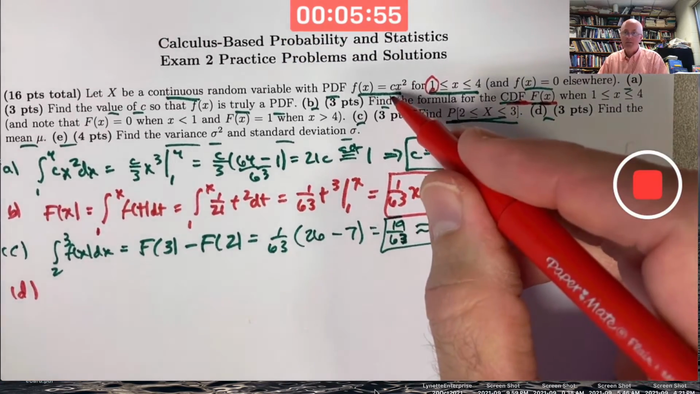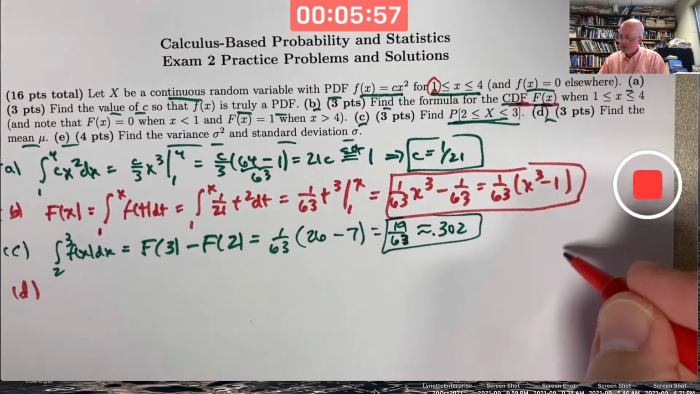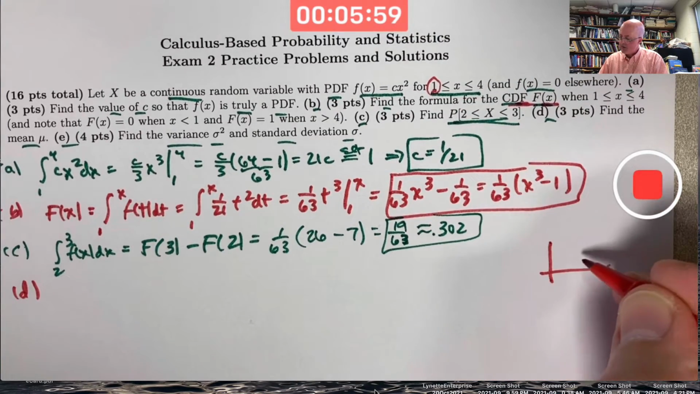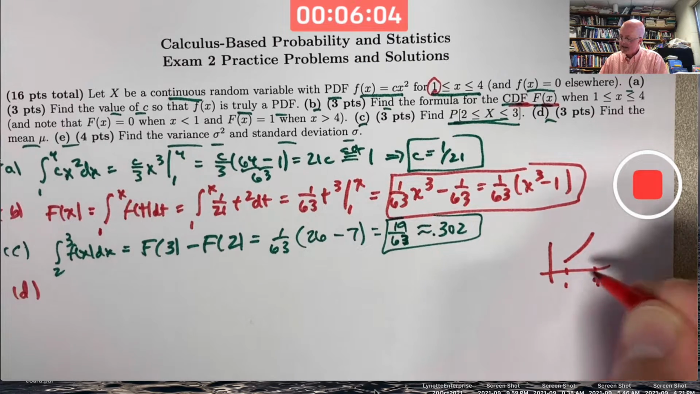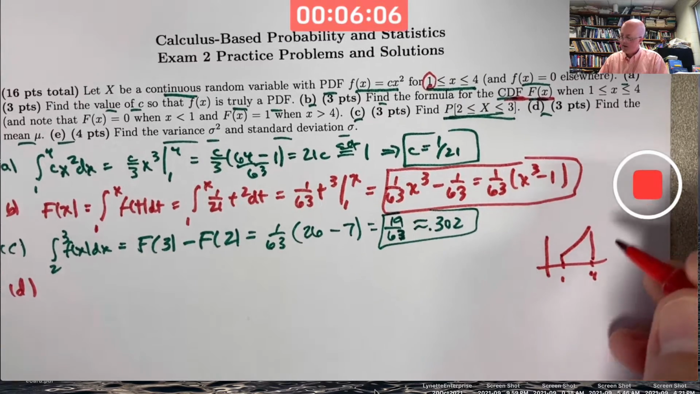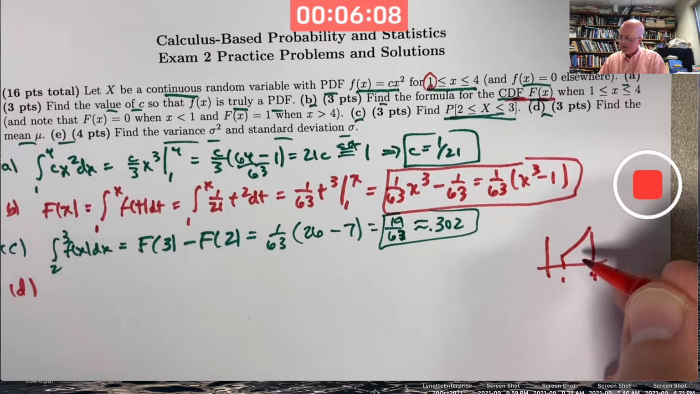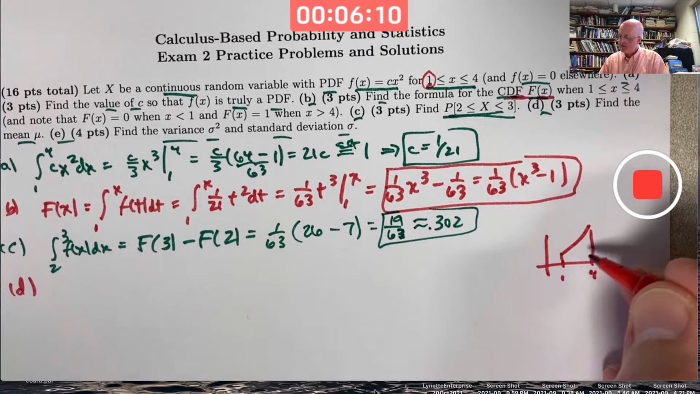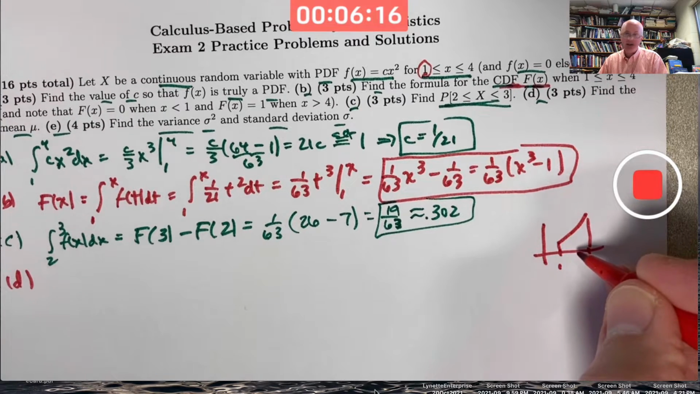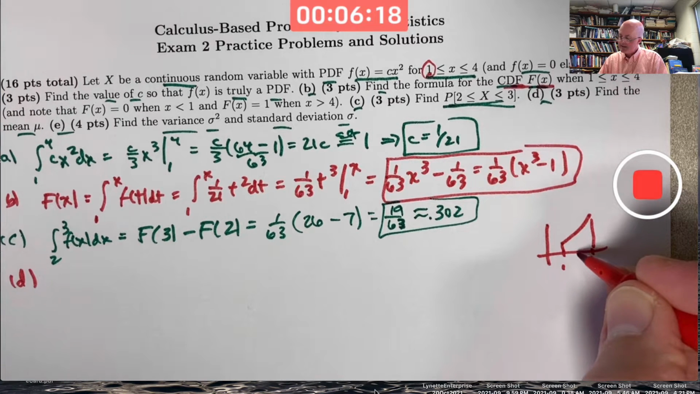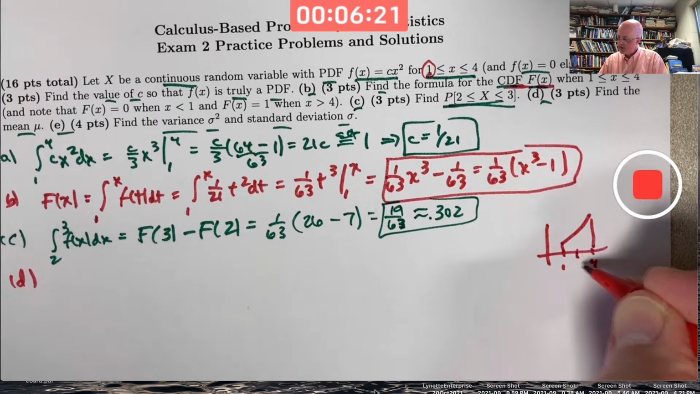There is the formula for the PDF between 1 and 4. Its graph is the graph of a quadratic between 1 and 4. It looks something like this. It's got a long left tail, but the majority of the mass, so to speak, is going to be near 4. We should expect the center of mass, which is going to be the mean, to be to the right of halfway between 1 and 4.